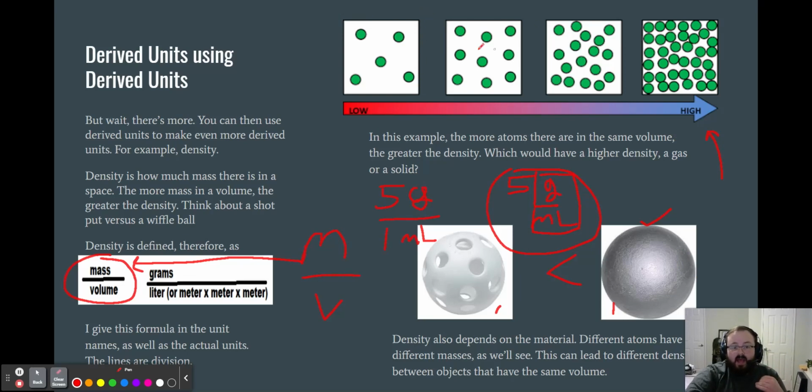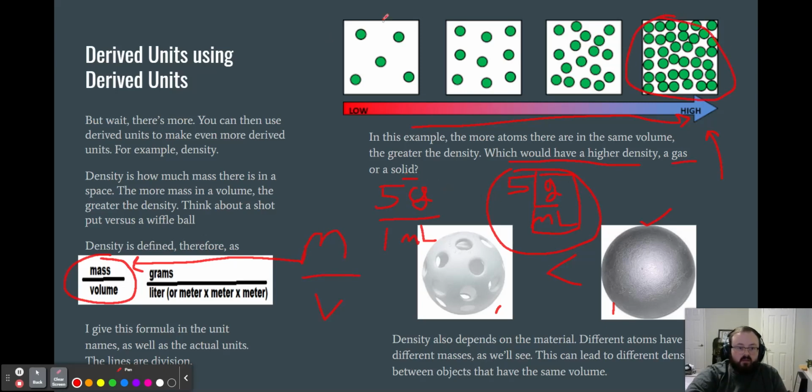As we add more atoms inside, the density increases. So the more atoms there are in a space, the greater the density, because each atom has a mass, right? So the more mass you have in the same space, it increases the density. So this is why we can ask ourselves, what would have a greater density, a gas or a solid, right?